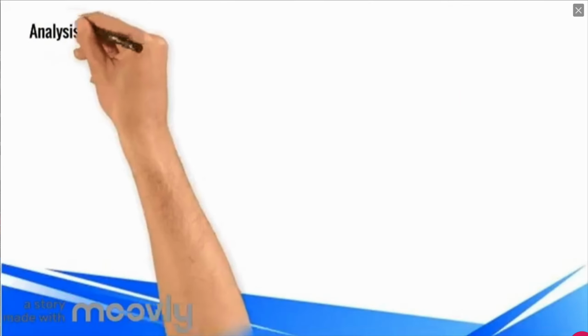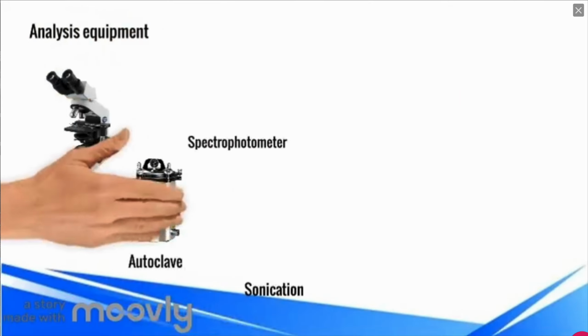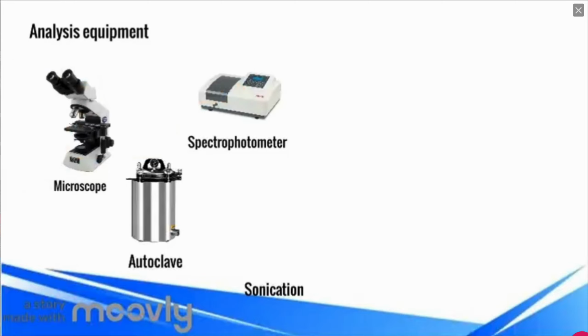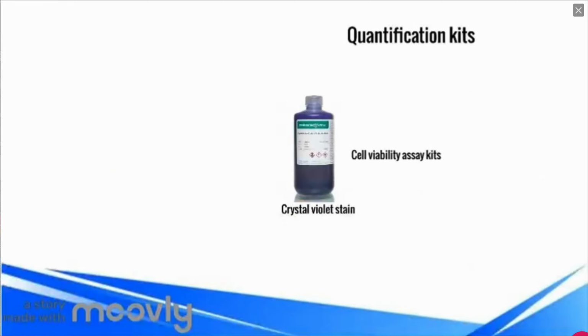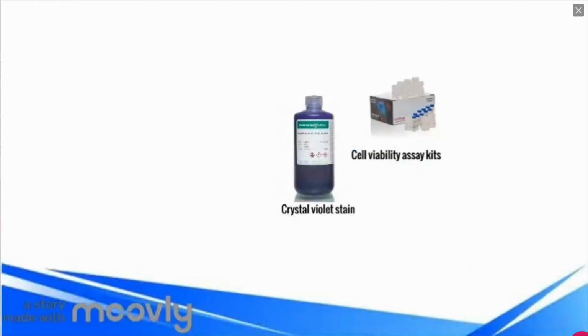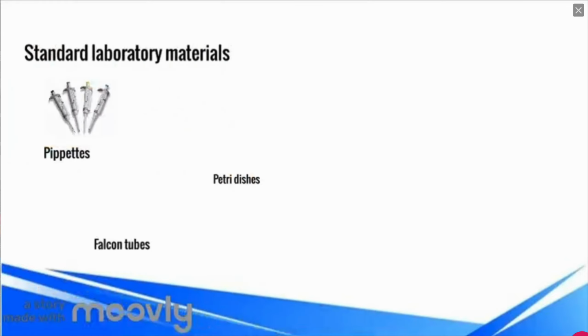Analysis equipment: microscope, spectrophotometer, autoclave for sterilizing materials, sonication equipment for EPS separation, and finally quantification kits like crystal violet stain for biofilm analysis, cell viability assay kits, and standard laboratory materials like pipettes, petri dishes, and vacuum tubes.